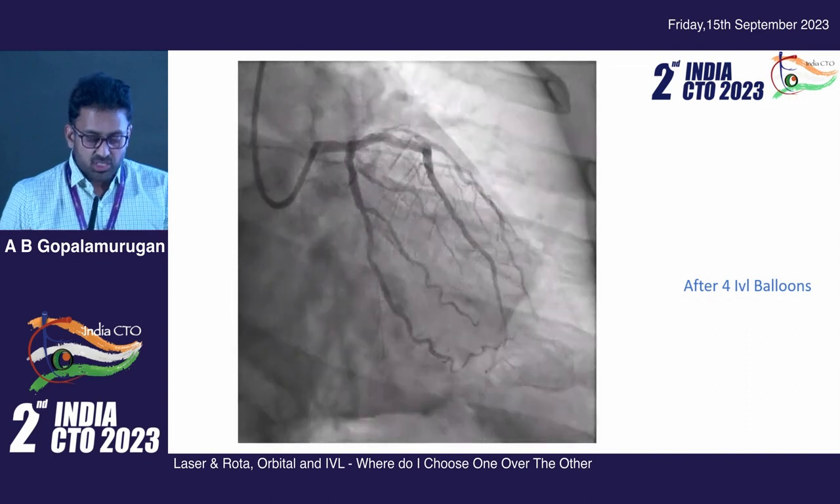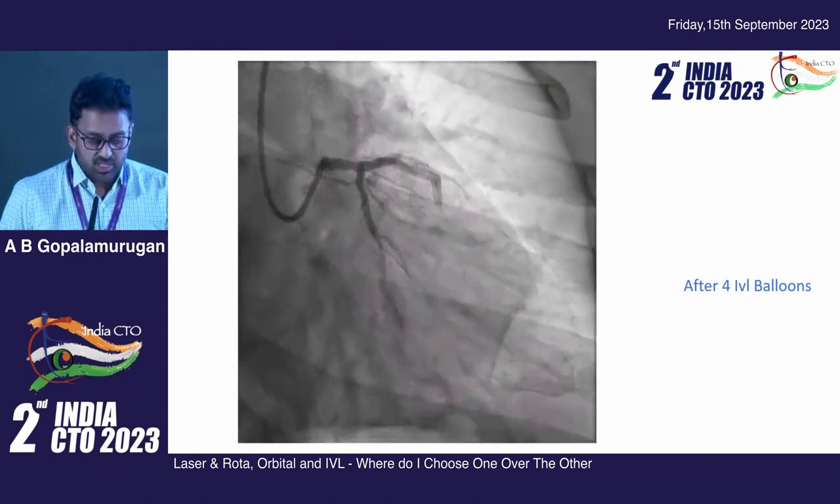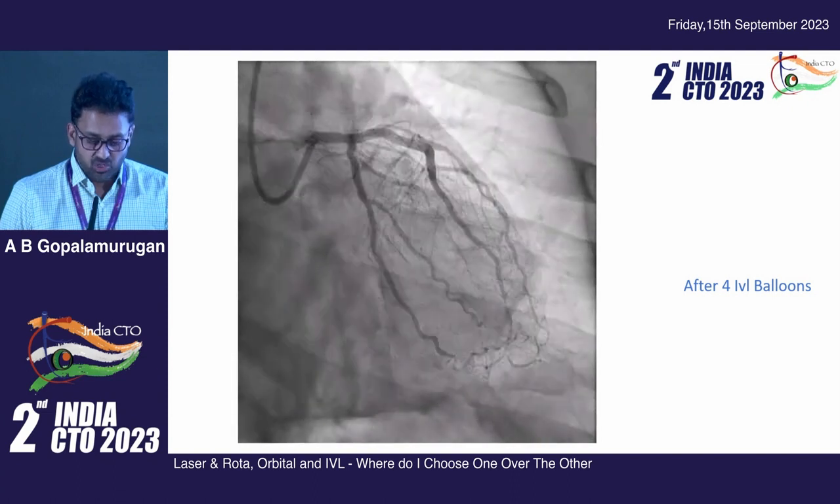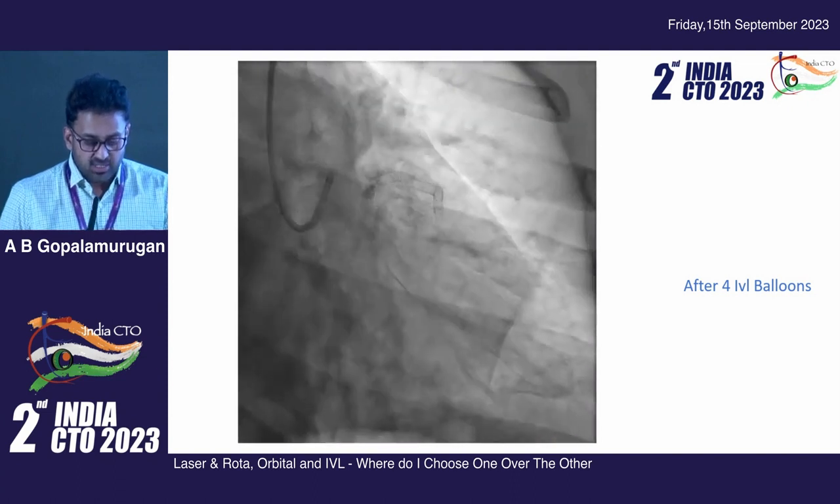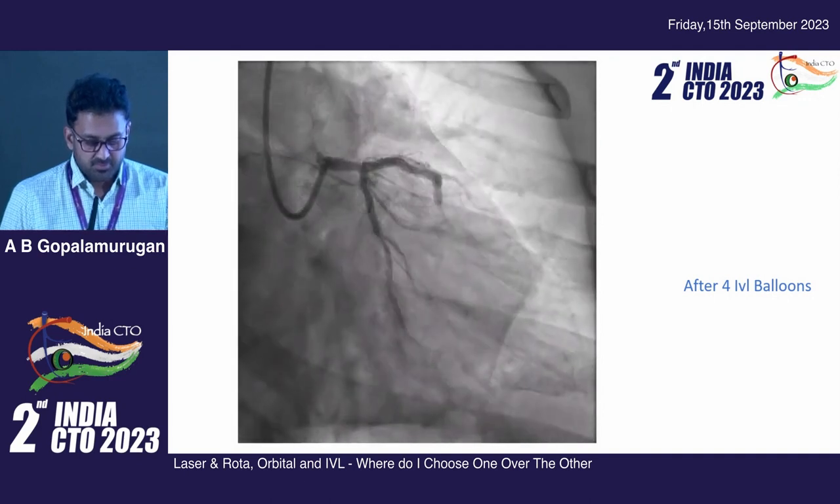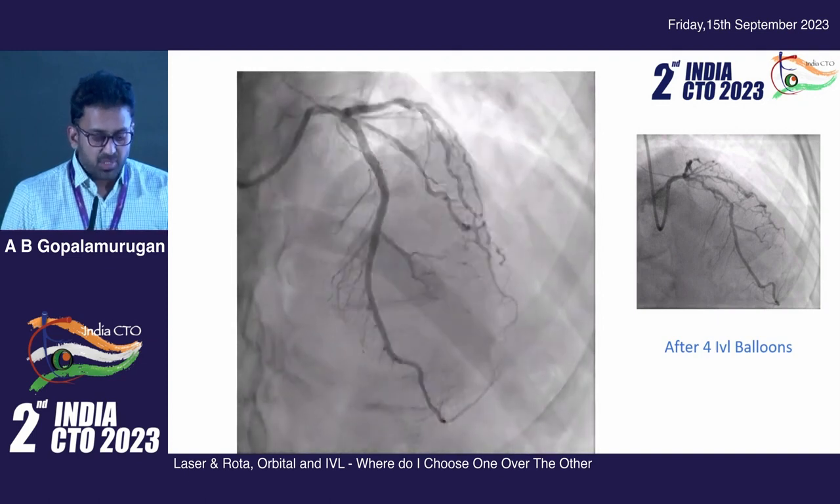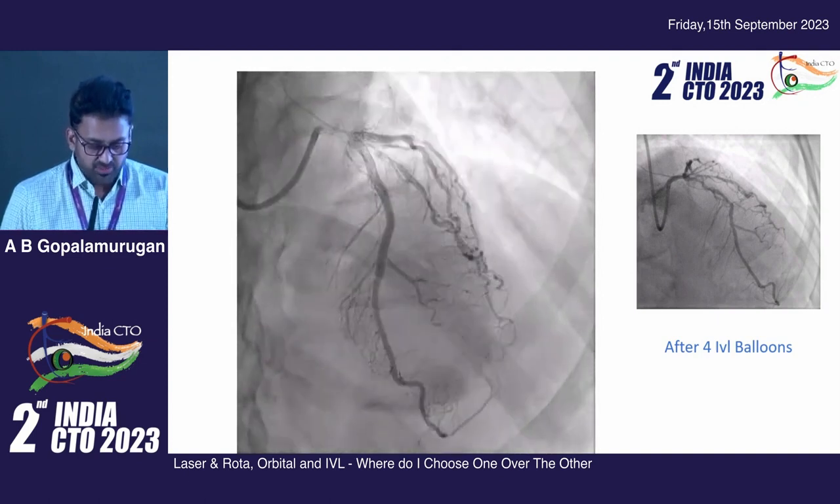So we just finished with 4 IVL balloons. We just had to deliver 4 IVL balloons in the same location to try and expand that lesion, and that is what achieved adequate modification to allow a stent. You can see here very pleasing result. Patient, of course, went into AF at the end of the procedure, but a very nice result. That lesion was well modified proximally.